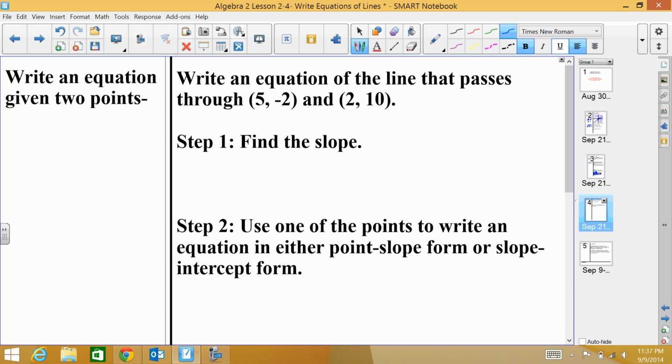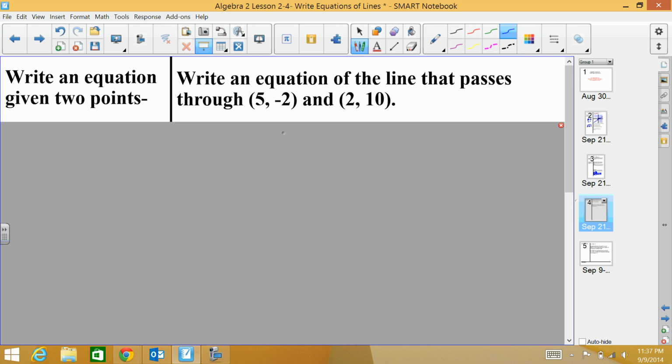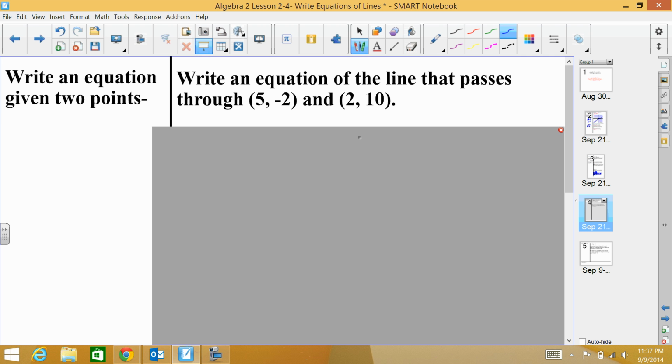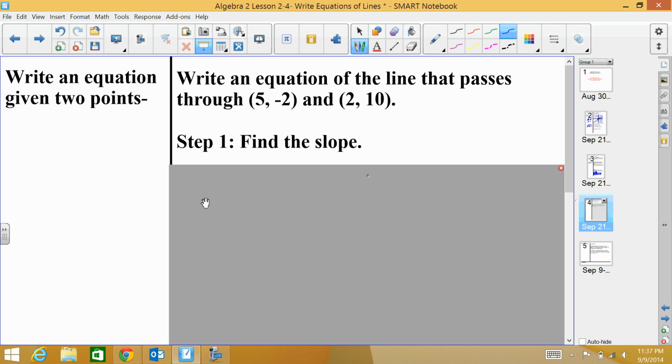Now, we also have to write an equation just given 2 points. Let's say we don't know the slope. All we have is these 2 points. It says write an equation of the line that passes through (5, -2) and (2, 10). If we just have 2 points, what other information do we need in order to write an equation? Well, we always have to know the slope. So the first thing you should do is find the slope of these 2 points.